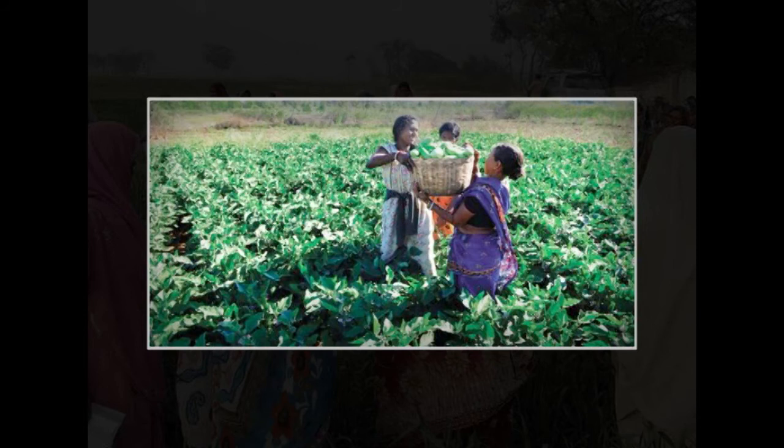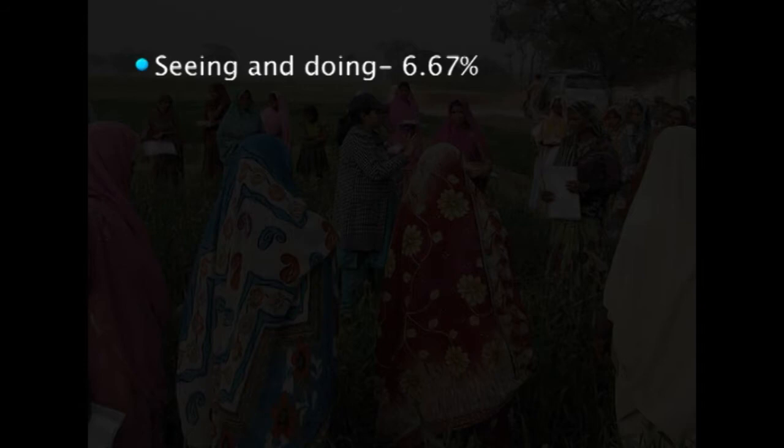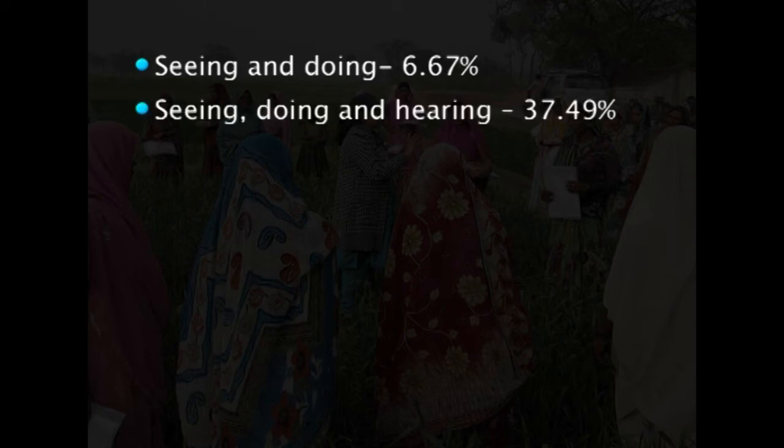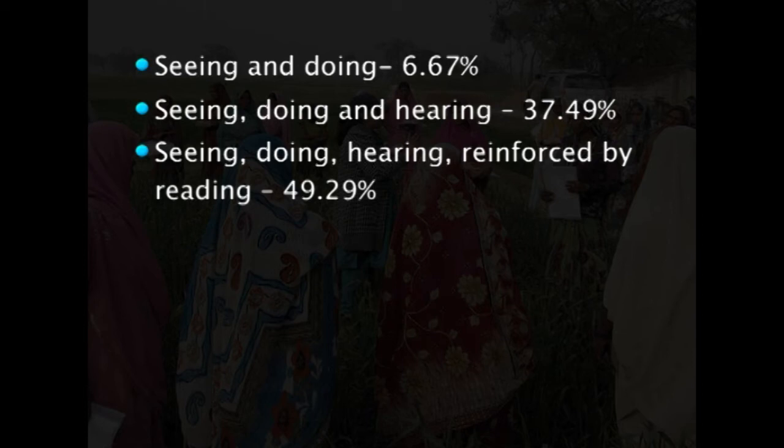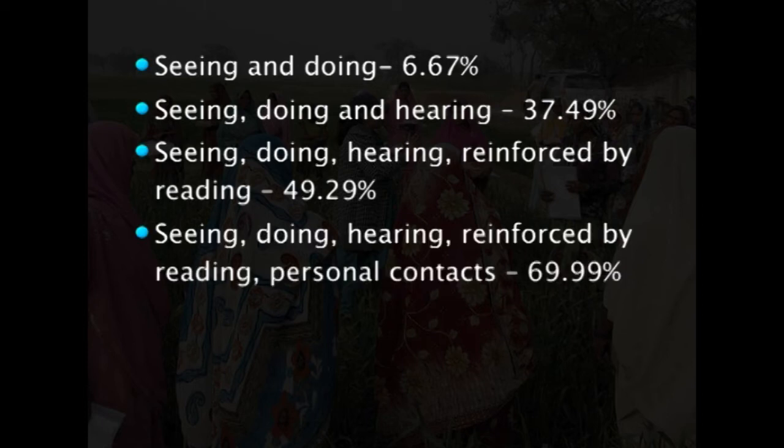For example, as the number of methods of exposure to the extension information increases, the number of farm families changing their behavior increases. When it comes to the percentages of imparting information or change in the people, seeing and doing plays an important role, but it gives only 6.67% of the information. Seeing, doing and hearing together gives 37.49%. Seeing, doing, hearing with reinforcement of reading gives up to 49.29%. Seeing, doing, hearing reinforced by reading and personal contacts stands at 69.99%.